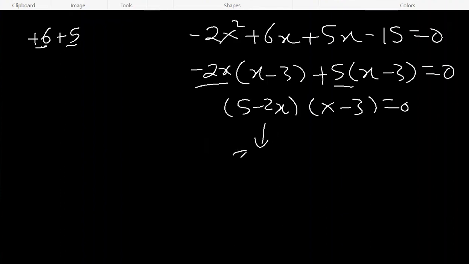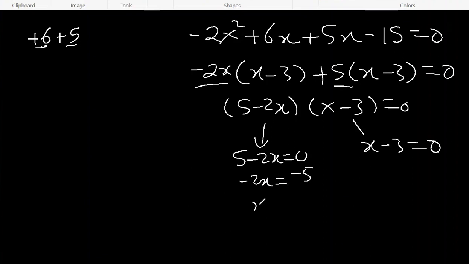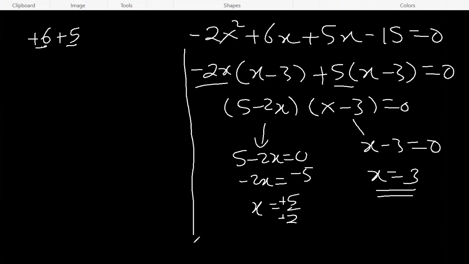This one gives us 5 minus 2x equal to 0, x minus 3 equal to 0, right? And when 5 goes to the other side, so x equal to positive 5 over 2 because negative and negative cancel out, 5 over 2. This gives us x equal to 3. But we have to solve the simultaneous equations completely.